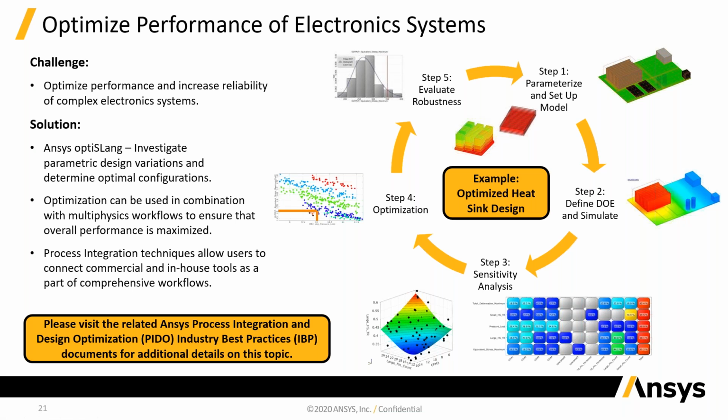So I mentioned maximum temperature, but maybe you're also interested in reducing, say, the mass of your component. And so you may have multi-variable goals there, and there's a trade-off between those two. But either way, OptiSlang is a great tool for showing you the most optimal designs and helping you pick one of those.